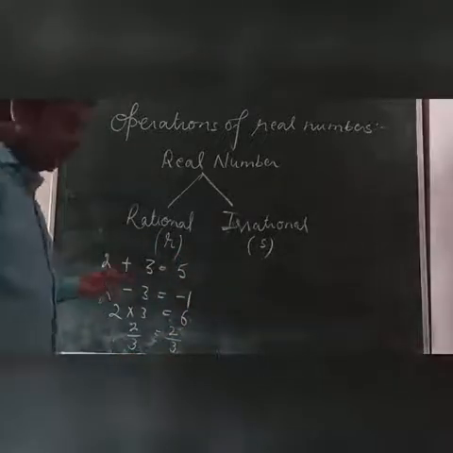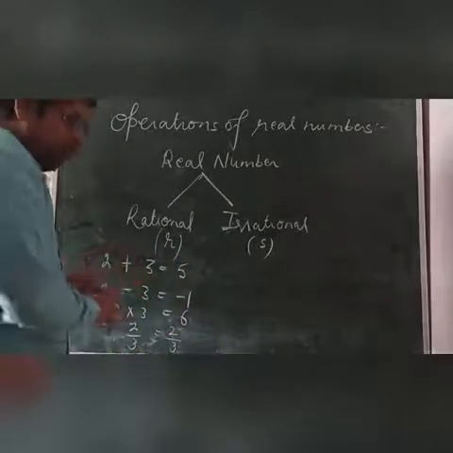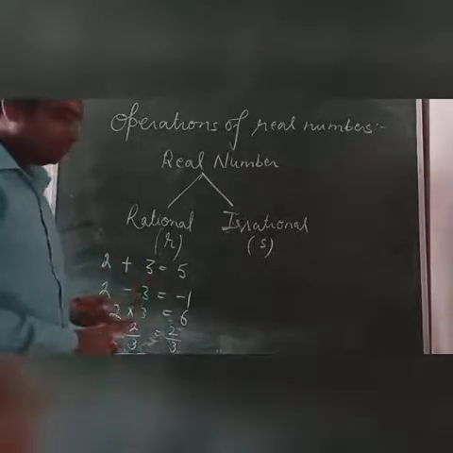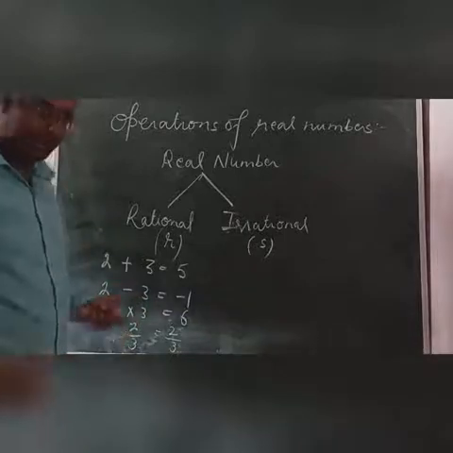So, if two rational numbers are given, then addition, subtraction, multiplication or division of the rational numbers is always a rational number.